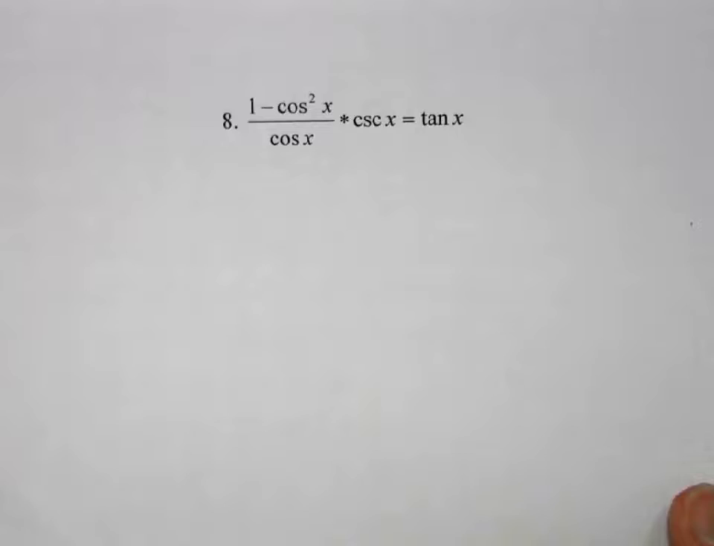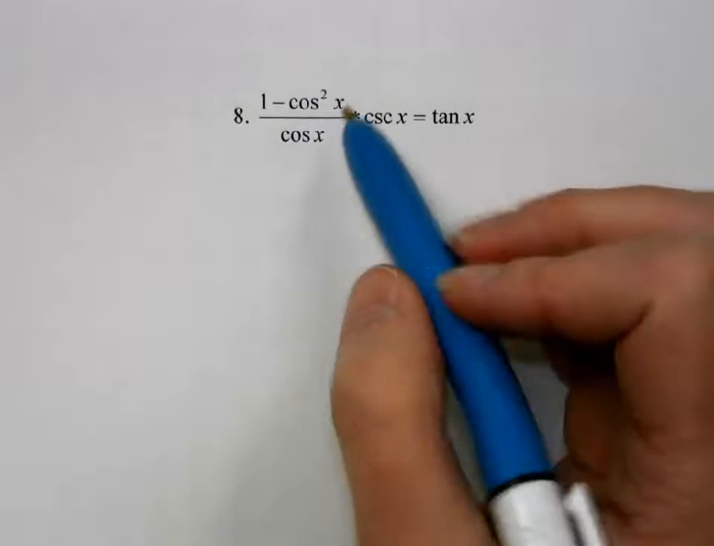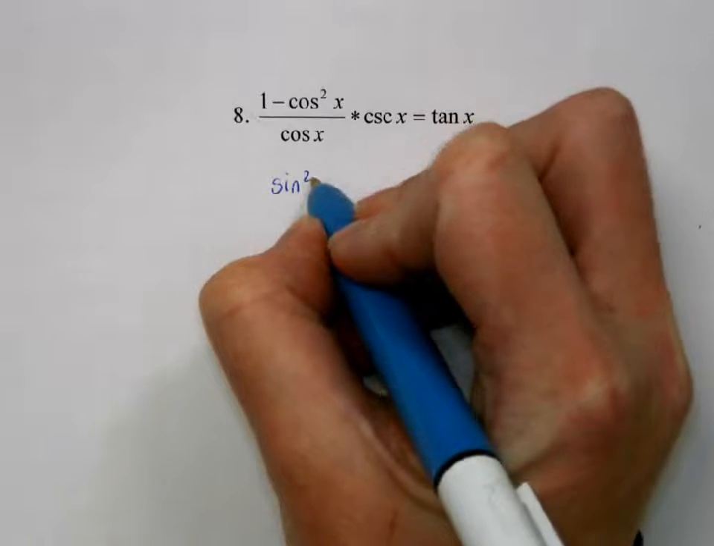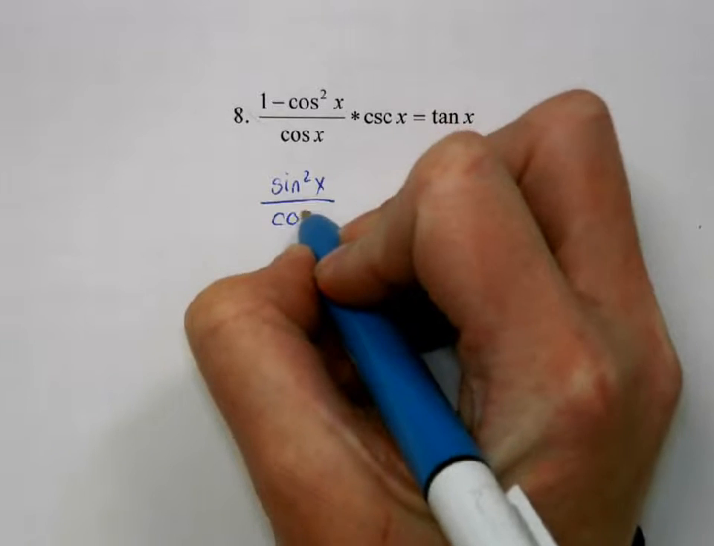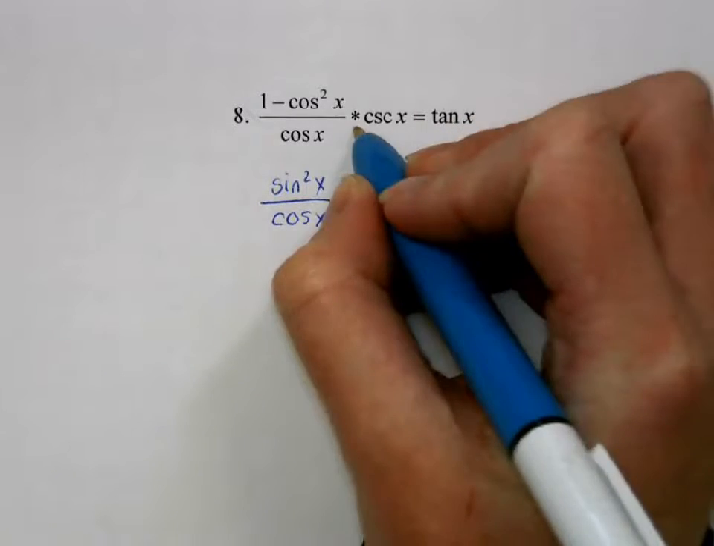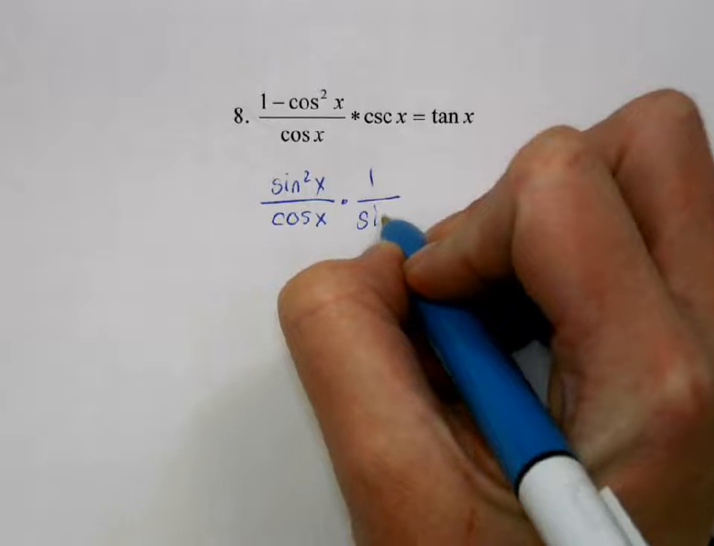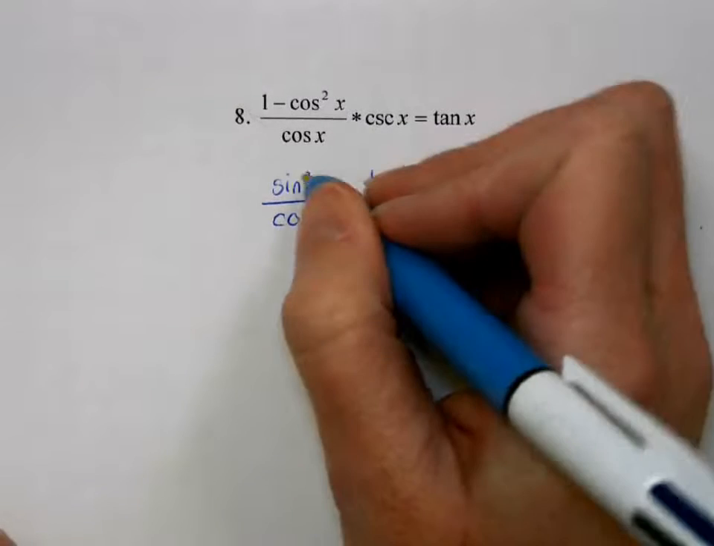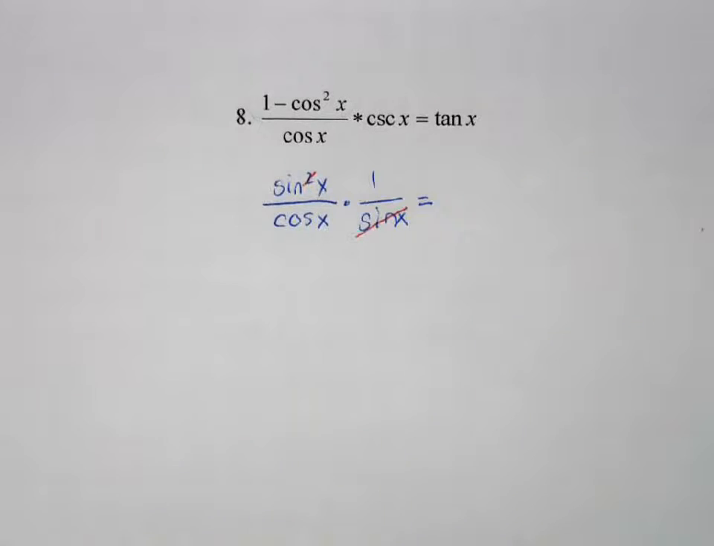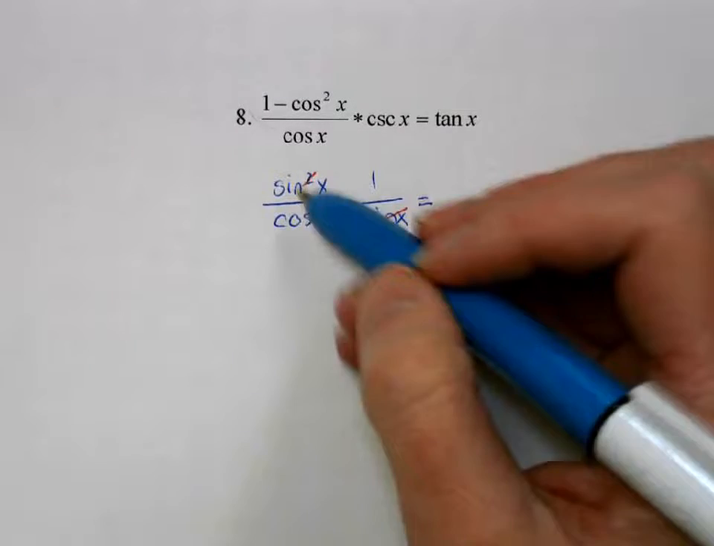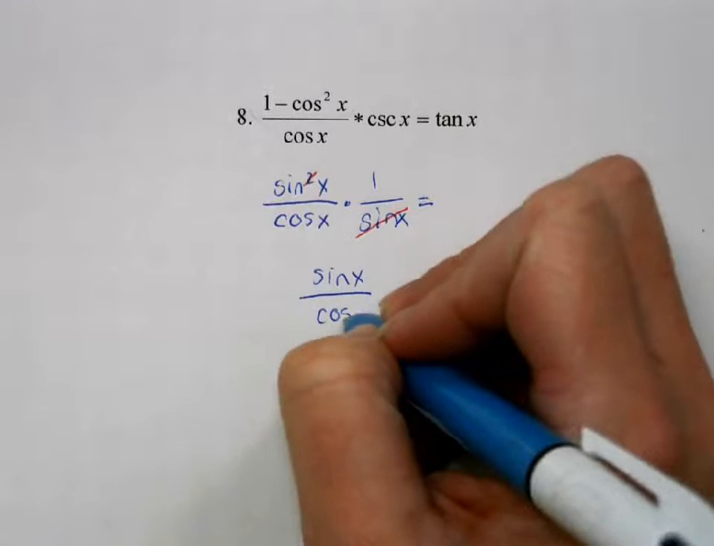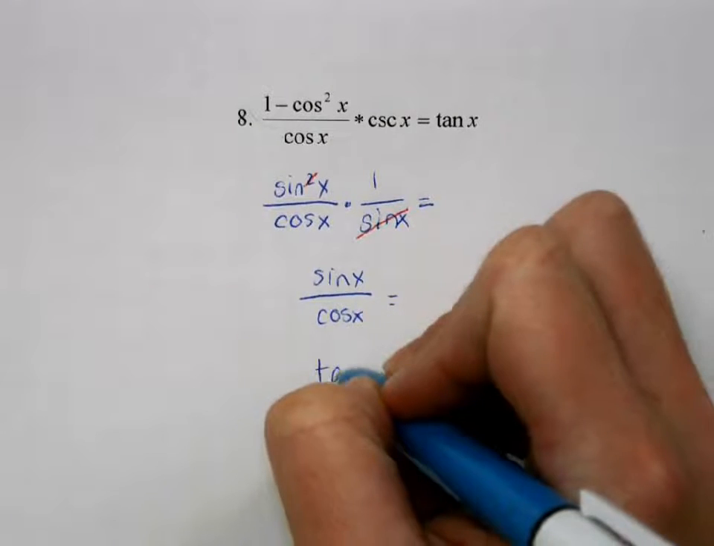All right, this next one, I'm going to go ahead and write this as a sine squared. Cosecant is 1 over sine. The sine on the top and the bottom cancel, so we're left with sine over cosine, which of course is tangent.